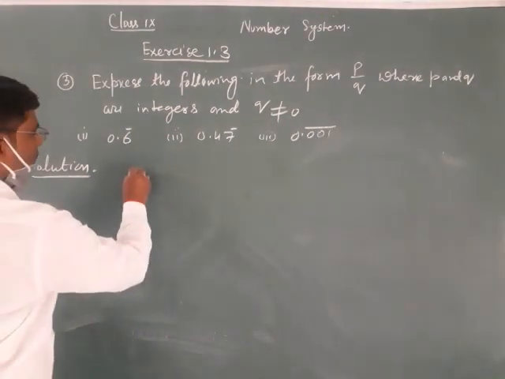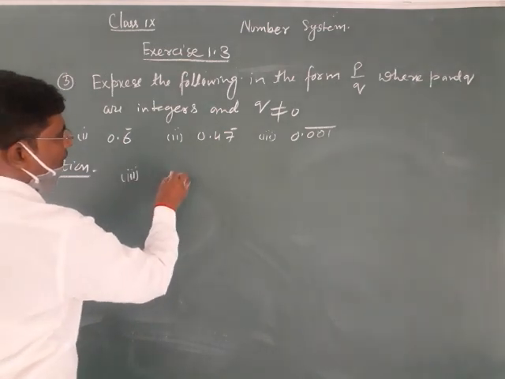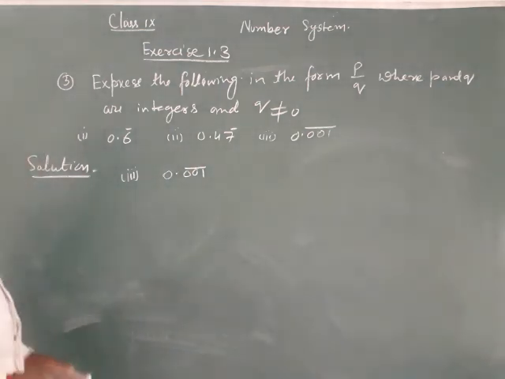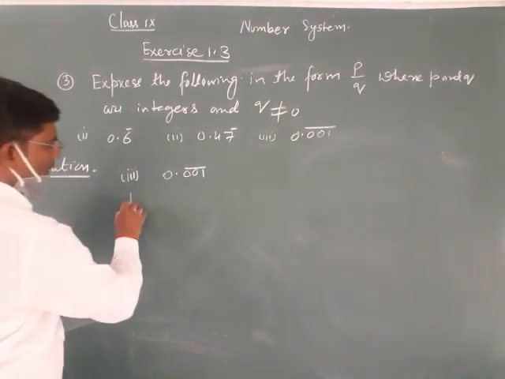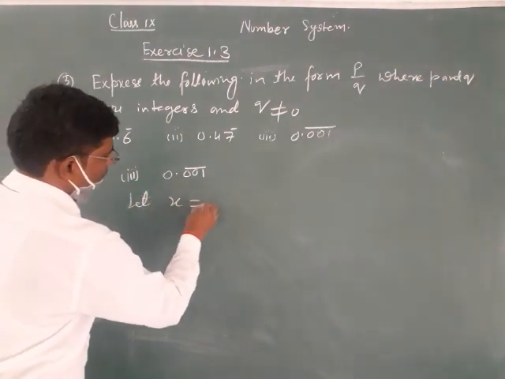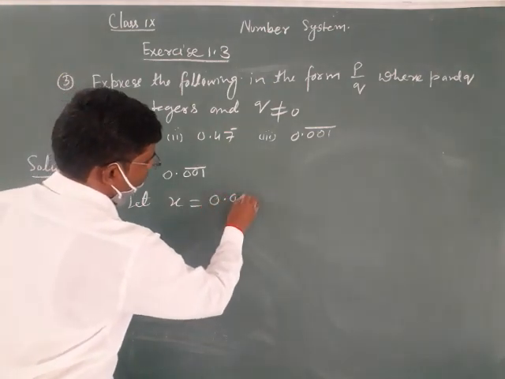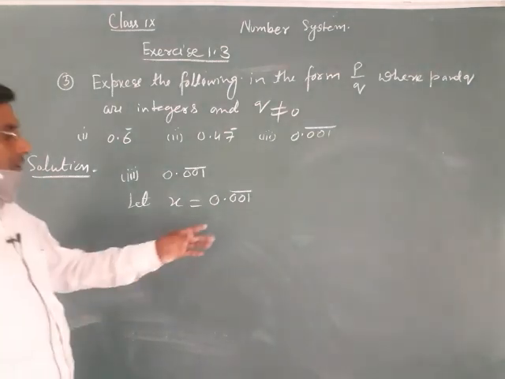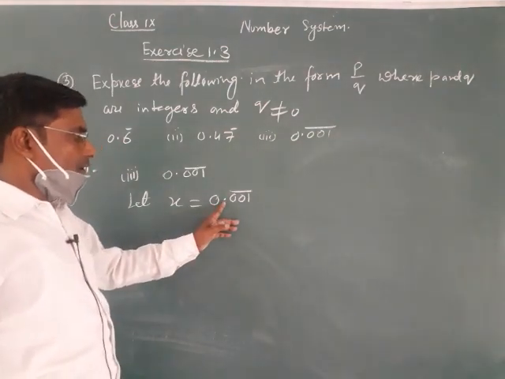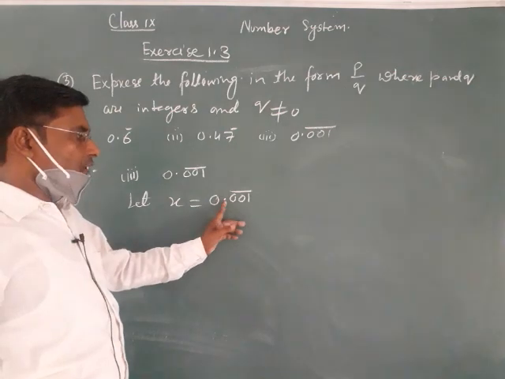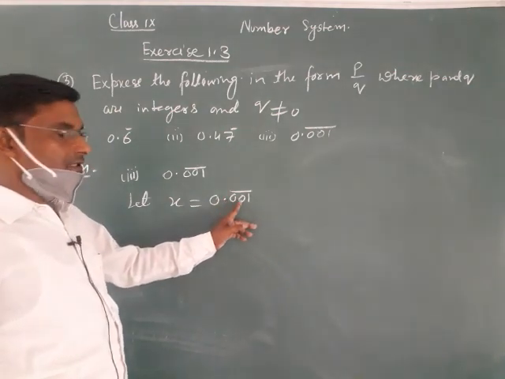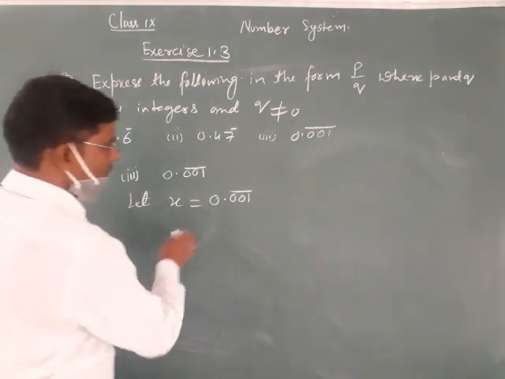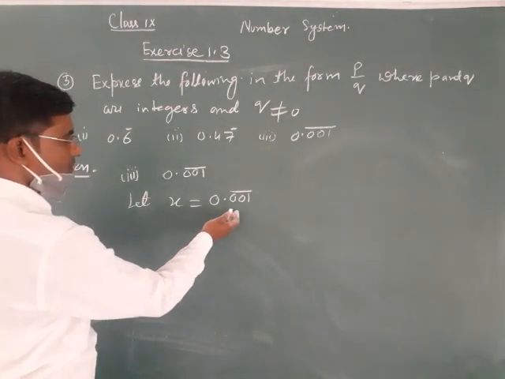And third part given 0.001 bar. So now let x is equal to 0.001 bar. There are 3 digits just after the decimal point before the bar. So multiply by 1000 on both sides.